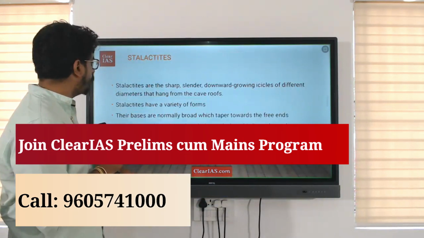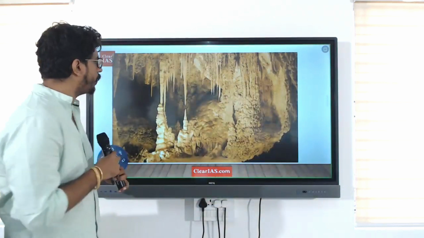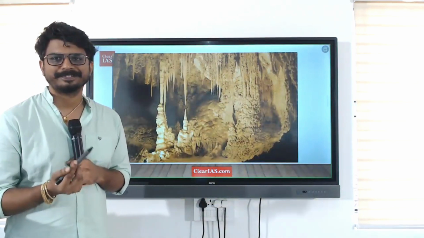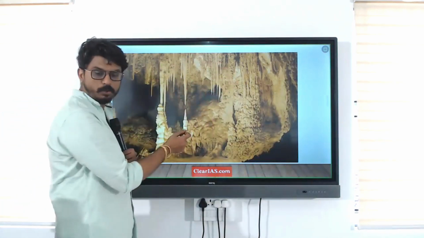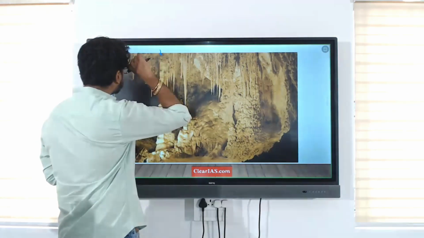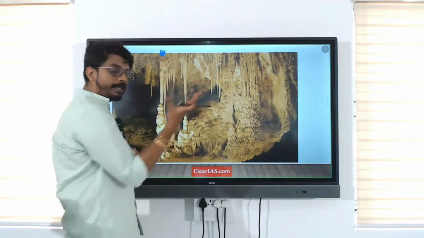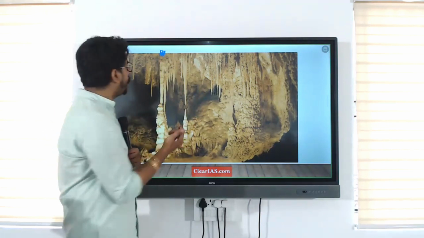So, first, I'll show you. Now, everybody, you'd have seen this photo in your school textbook, right? Yes or no? Yes. Okay. Now, this is a cave. And from the cave, imagine water dropping from the ceiling, carrying a lot of calcium carbonate in it. It has a high amount of calcium carbonate in it. Now, what will happen?